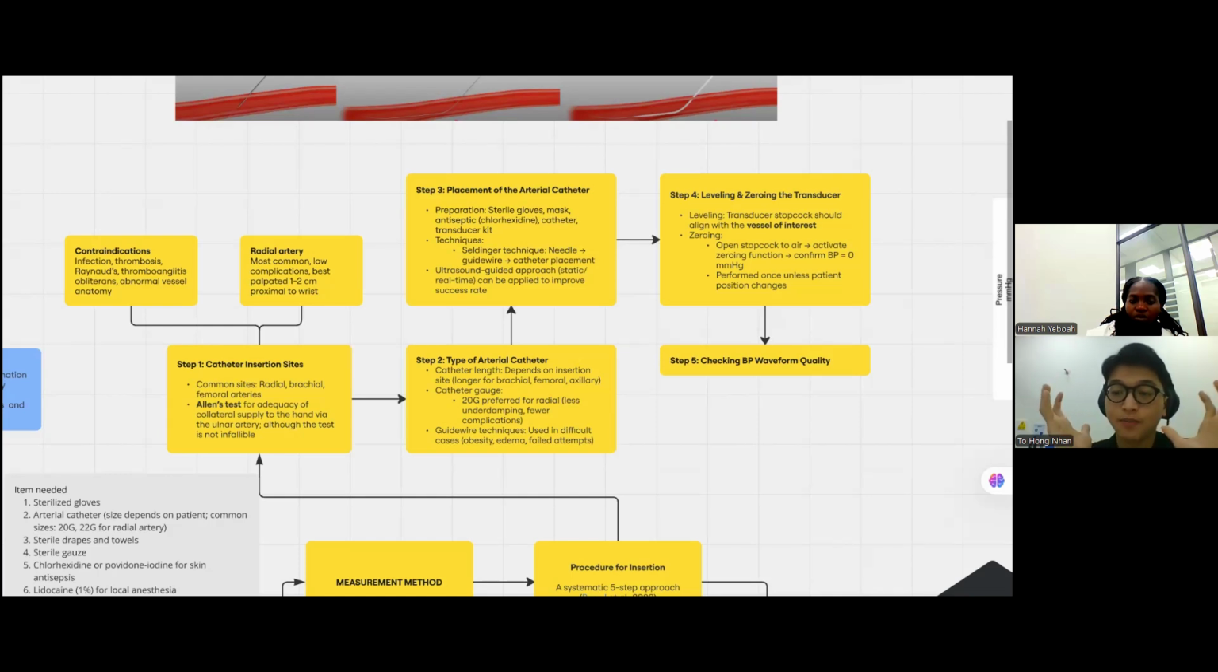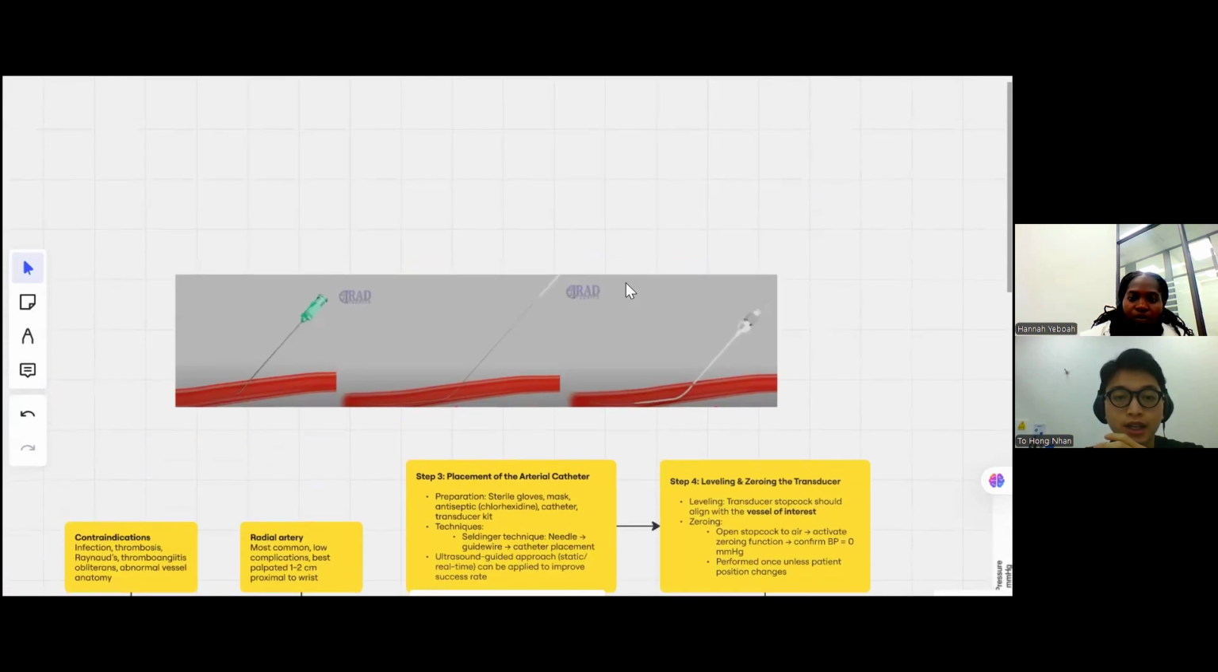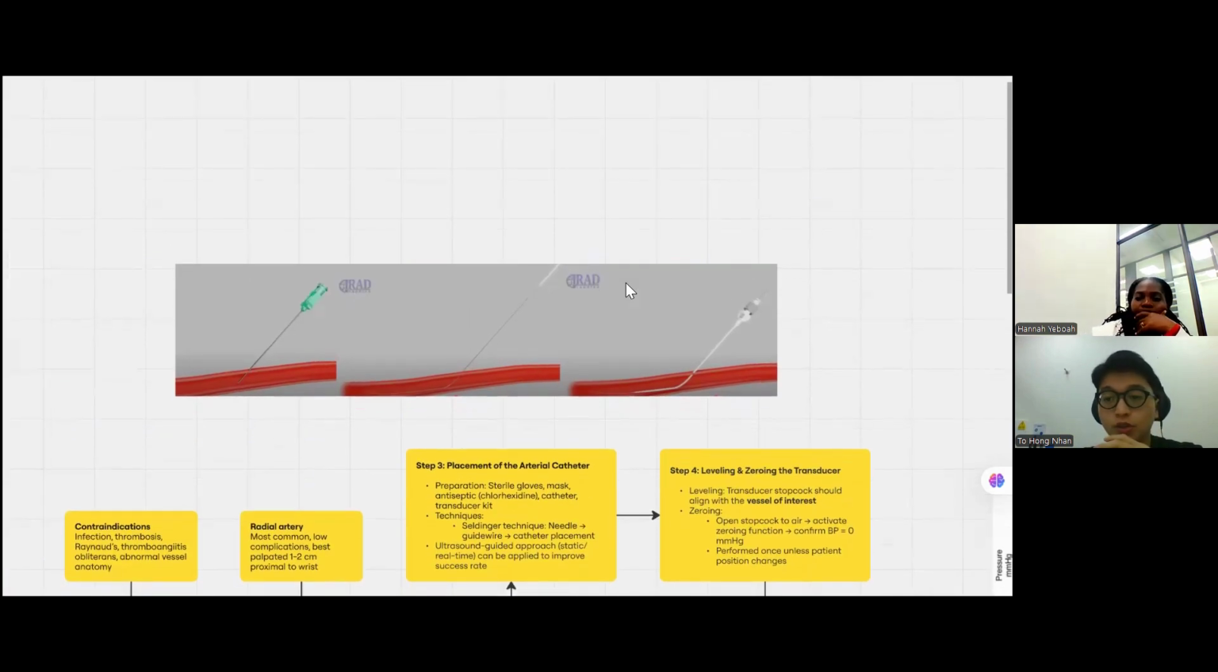So for the technique of insertion, we have a thing called the Seldinger technique. Hannah, can you scroll up a little bit? The pictures? Right, thank you. So we have the Seldinger technique. It is basically a three-step approach.